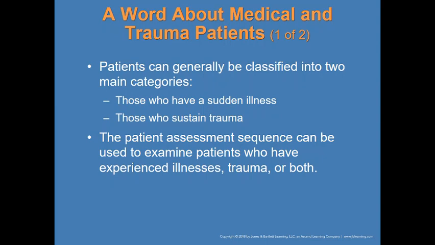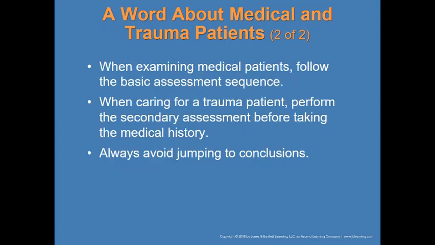Patients can generally be classified in 2 main categories, those with sudden illness or those with trauma. So think of nature of illness, or NOI, with sudden illness, and sustained trauma as mechanism of injury. When you're examining your patient, do your basic assessment sequence. Avoid jumping around if you can. Avoid jumping to conclusions if you can. That's why we have to listen to what our patient is telling us and watch what we find.